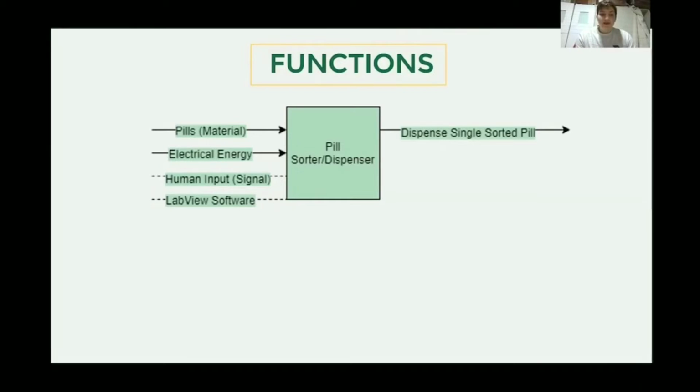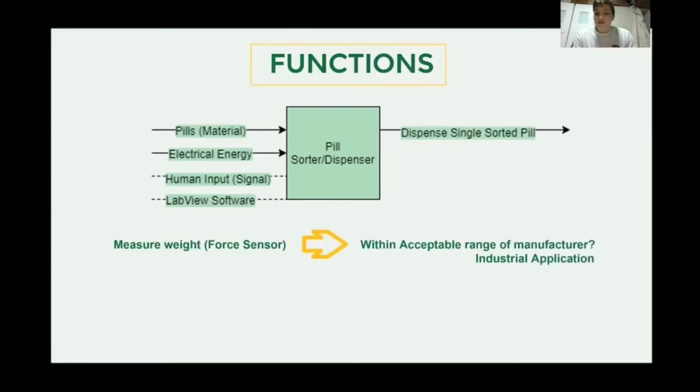This black box diagram shows material, energy, signal, and the software used that goes into the system and splits it into the final output, the dispensed single sorted pill. First is the force sensor, also a measurement of the weight. So we take each pill, we measure its weight, see if it's within the acceptable range of the manufacturer. So if it's not within the 95% confidence interval, we understand that that might be an error pill that we do not have on our system, and we might have to put it into the error jar.